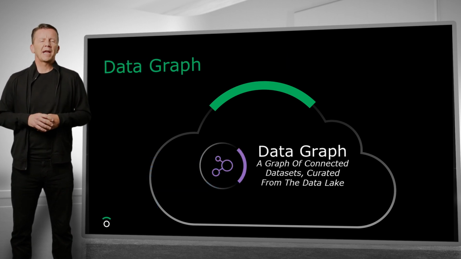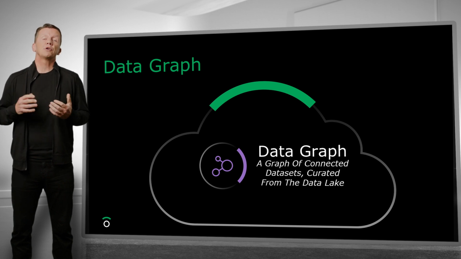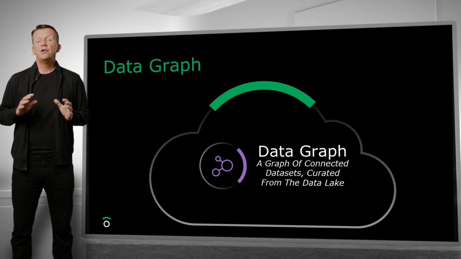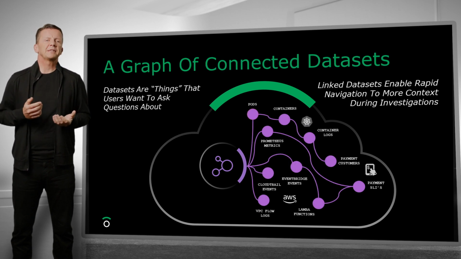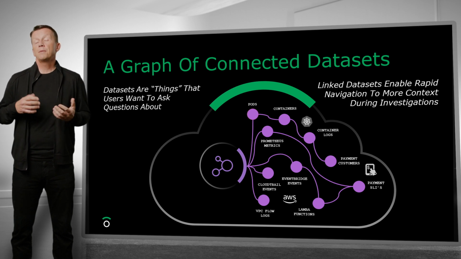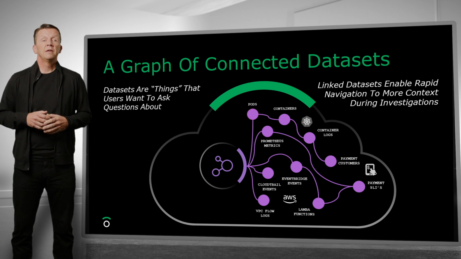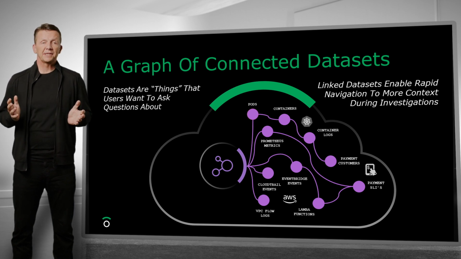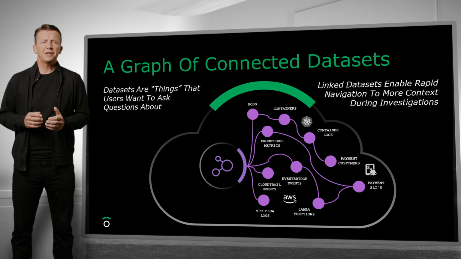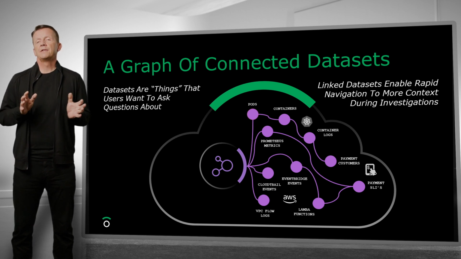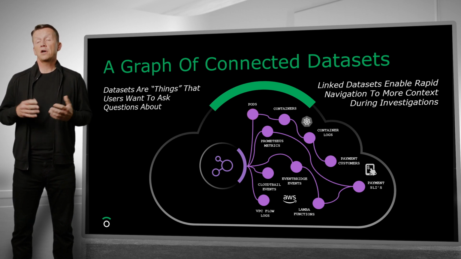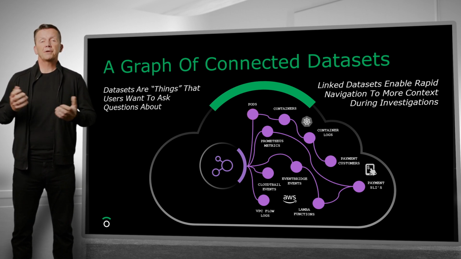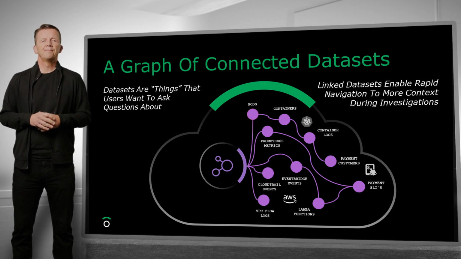Next, we make the magic happen. We curate the event data into a graph of connected datasets. No one has anything like this. Simply put, datasets are things that users want to ask questions about. That could be containers or S3 buckets, but it could also be customers or shopping carts. And then Observe relates the datasets. This means that during an investigation, users can immediately navigate to related context. This is critical for investigating unknown issues, a common occurrence in today's world of microservice-based apps and continuous delivery.